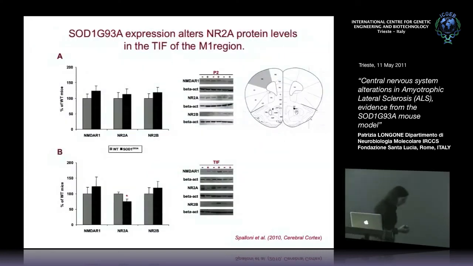And again, we looked at the NMDA receptors, NR1, NR2A, NR2B, in the P2 and in the TIF. We found a significant decrease of the NR2A subunit in the post-synaptic compartment, without changes in NR1 and NR2B. The NR1 subunit is a constitutive subunit of the NMDA receptor, always present in the NMDA receptor. That means that in the mutant, we have the same number of NMDA receptors, but with a different composition.